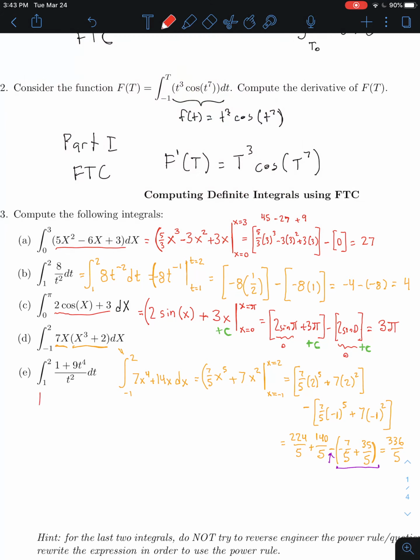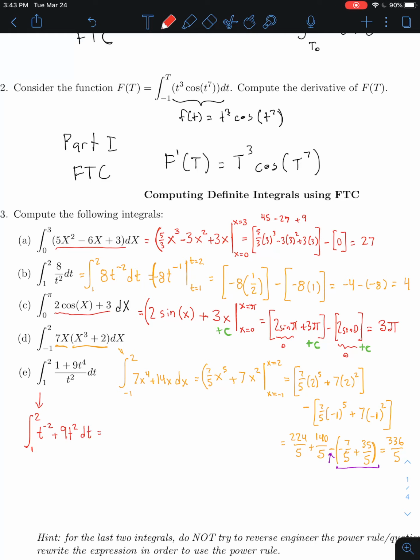Last, let's take a look at E. Like we said before, we don't have an easy quotient rule that we can use when we're taking the antiderivative. So instead, we want to, again, get this into a form that we know how to take the antiderivative of. Hopefully get this into the form of just powers of t. And we can do this, again, by distributing the denominator across each of the terms in the numerator. Using our laws of exponents, we have t to the -2 plus 9t squared dt.